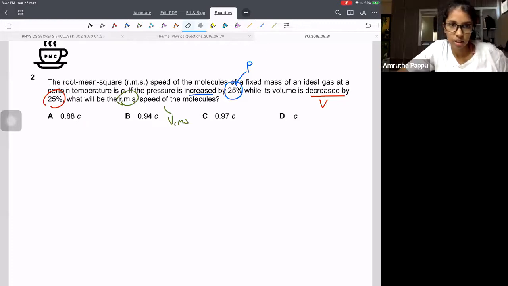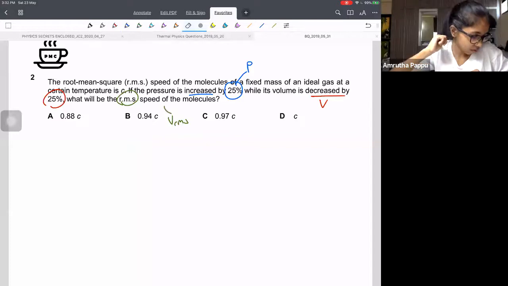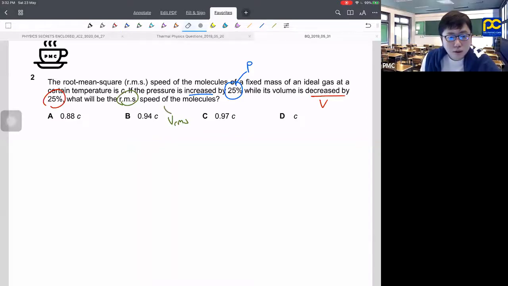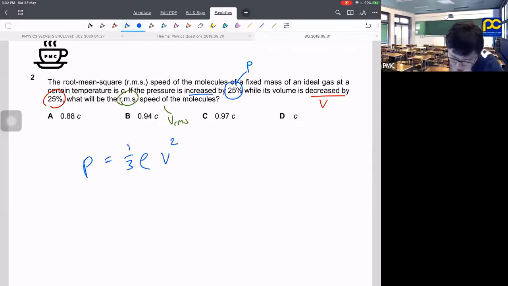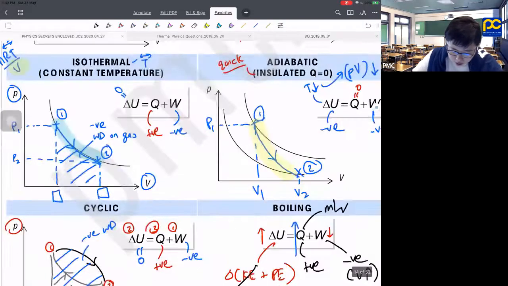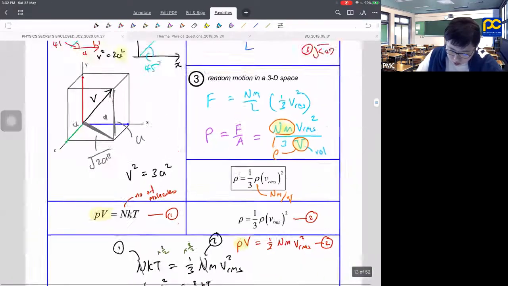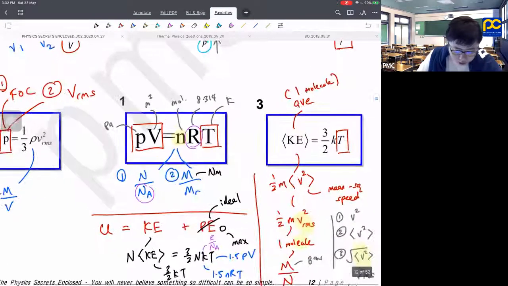Okay? Let me see. Felicia, what equation you use? Felicia, where are you? Hello. Yes. What's the equation you use? P equals to 1/3 density V RMS square. Okay. All right, good. Next time you just say V, I know it's RMS. It's okay. All right. So you are therefore looking at this one, and I agree with you because they ask for speed and they give you about pressure.